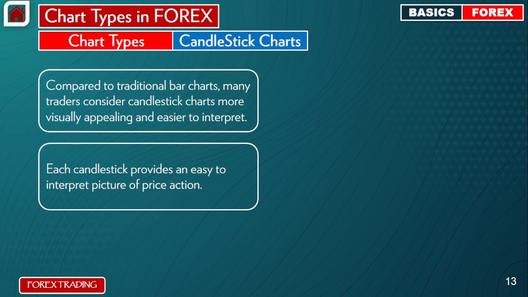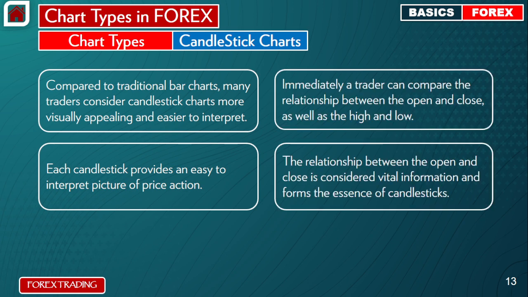And then we have a little more detail. Compared to traditional bar charts, many traders consider candlestick charts more visually appealing and easier to interpret. There are a lot of opinions, but candlestick charts and bars are traditionally the more used in forex trading. Each candlestick provides an easy to interpret picture for price action. Immediately a trader can compare the relationship between the open and close, as well as the high and low. And the relationship between the open and close is considered vital information and forms the essence of candlesticks. So this is how candlestick charts or candlestick price movement works.